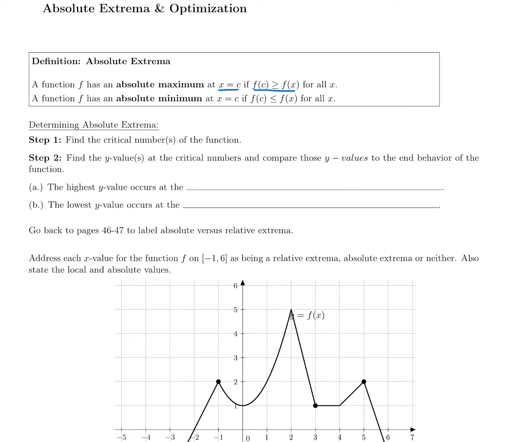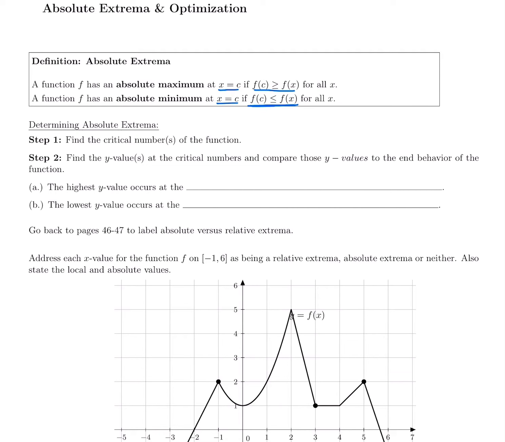Absolute min is going to be wherever an x value gives you the lowest point on the graph, where it's lower or equal to the other lowest points if there are multiple, for all x. So we're looking for the absolute highest and absolute lowest points.